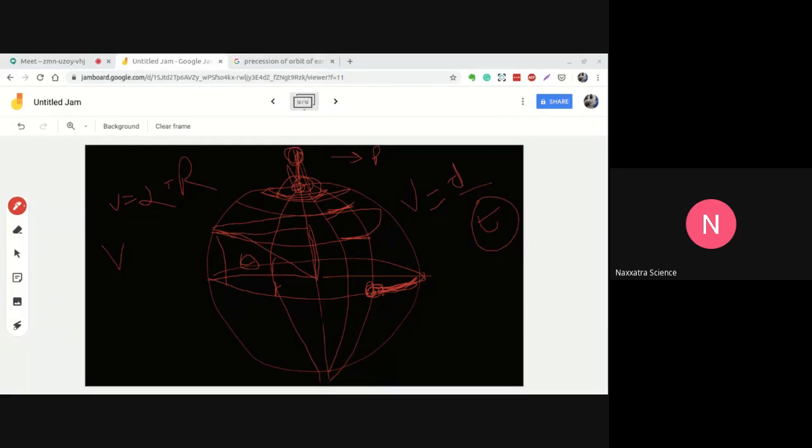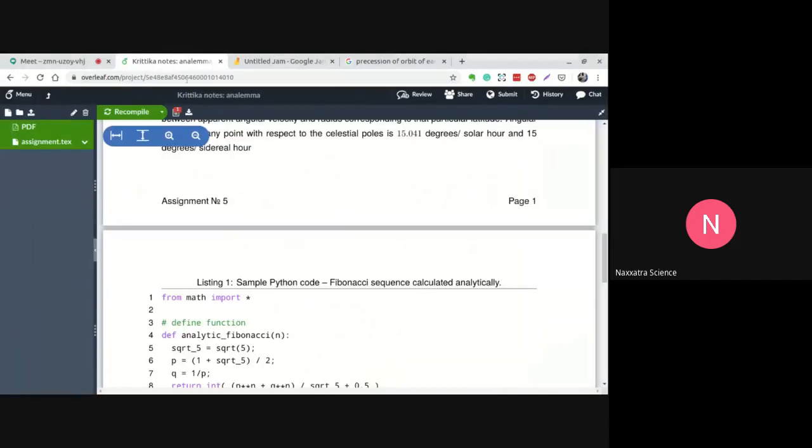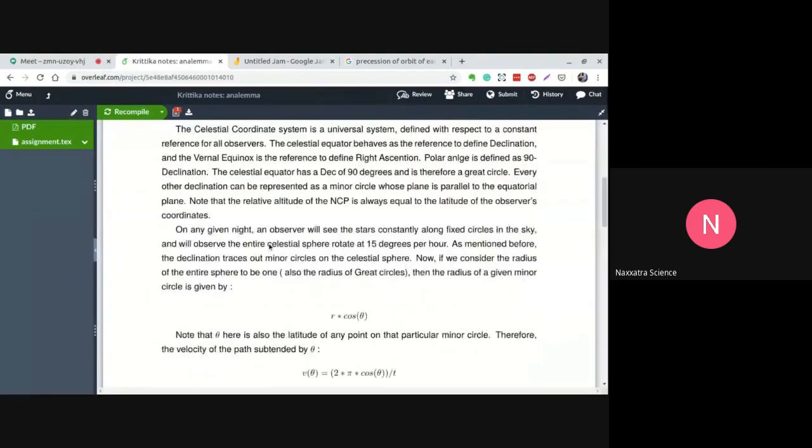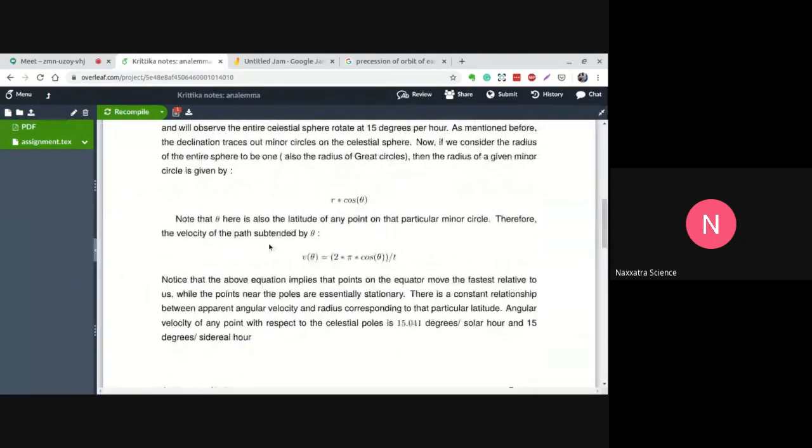Okay, so we finished these. So these formulas are important. Just keep it in mind. So now we can solve a couple of problems related to positional astronomy.